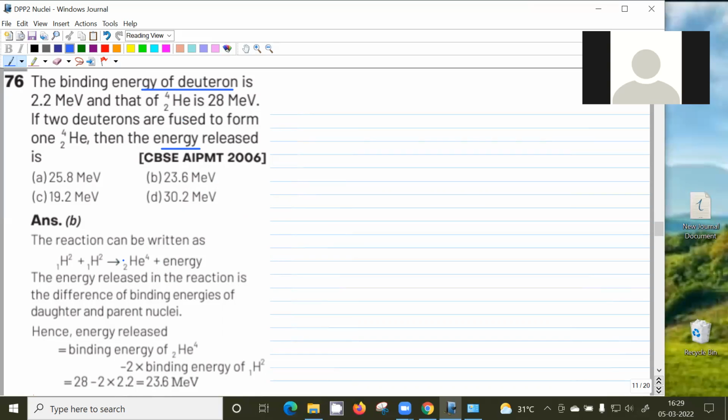So you actually have to write the reaction and balance it, because sometimes it will be like here: two deuteriums directly forming one helium. So you have to balance this reaction, and then find the difference in the binding energy.